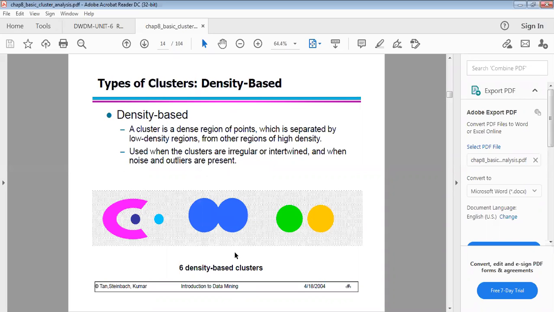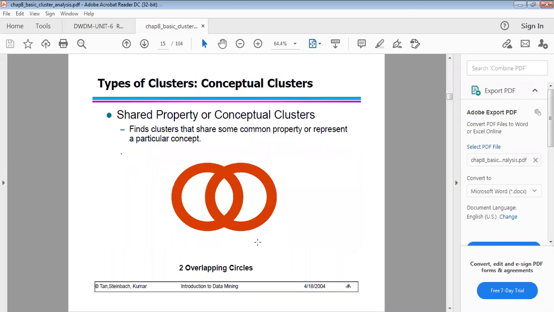Next one is the density-based clusters. In density-based clusters, a cluster is a dense region of points which is separated by low density regions from other regions of high density. It is used when the clusters are irregular or intertwined, and when noise and outliers are present. That is represented as density-based clusters.